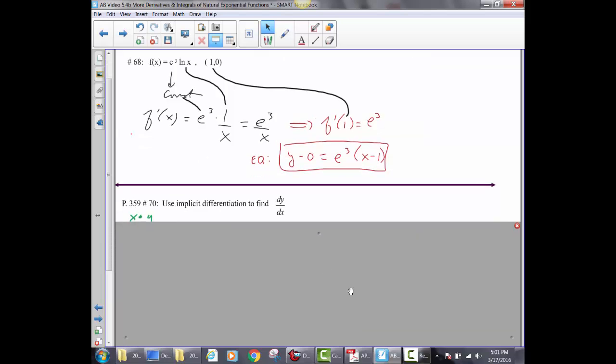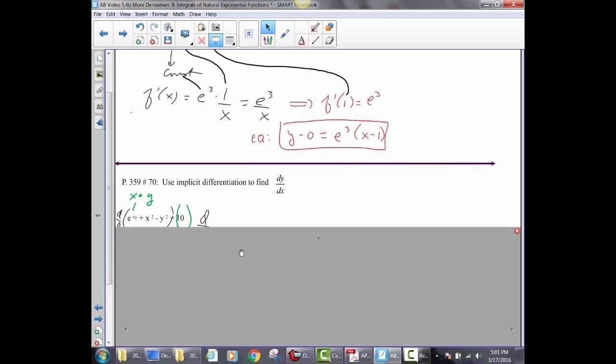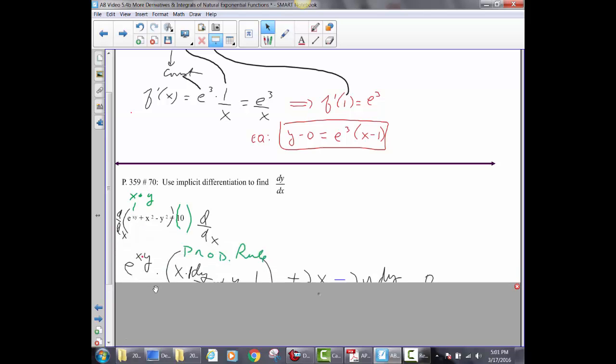Use implicit differentiation to find dy/dx. So what I've got is e to the power of xy, there's your product rule, plus x squared minus y squared equals 10. So I take d/dx of each side because I'm looking for dy/dx. So what I have is e to the xy. Remember, the derivative of e to the thing is e to the thing times the derivative of the thing.